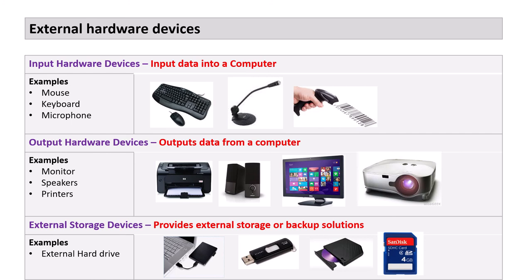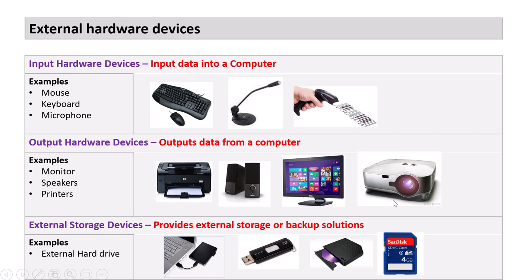What is the second type of external hardware device? Output. Output hardware devices are devices that output data from the computer to the outside world. For example, what the printer tries to do is to take the information from inside your computer and print it on a paper outside. What the speaker tries to do is to take information and the voice from inside the computer, put it outside in the world for you. The monitor is also output.